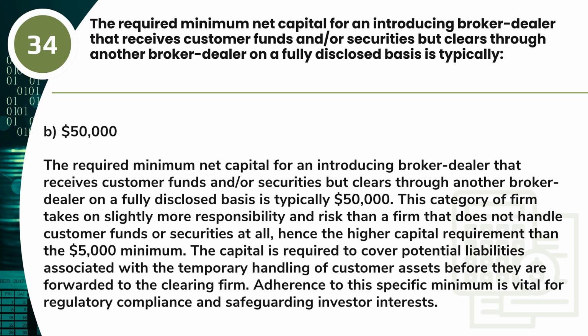Answer: B. $50,000. Explanation: The required minimum net capital for an introducing broker-dealer that receives customer funds and/or securities but clears through another broker-dealer on a fully disclosed basis is typically $50,000. This category of firm takes on slightly more responsibility and risk than a firm that does not handle customer funds or securities at all, hence the higher capital requirement than the $5,000 minimum. The capital is required to cover potential liabilities associated with the temporary handling of customer assets before they are forwarded to the clearing firm. Adherence to this specific minimum is vital for regulatory compliance and safeguarding investor interests.